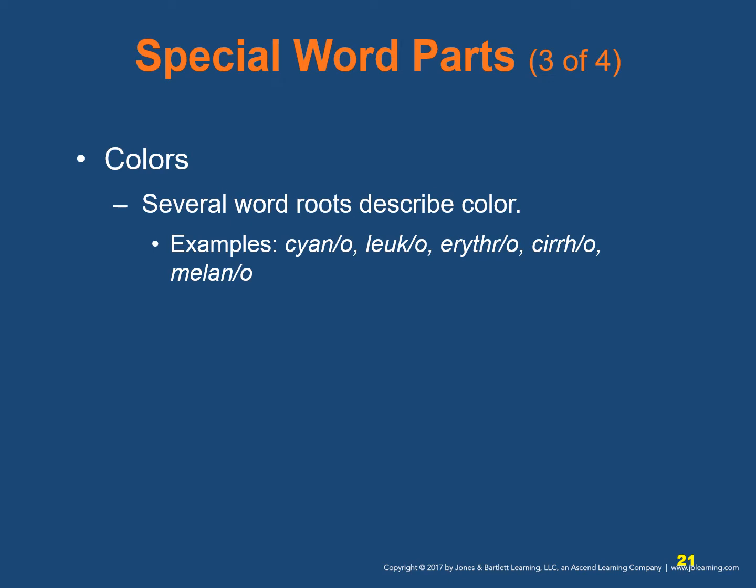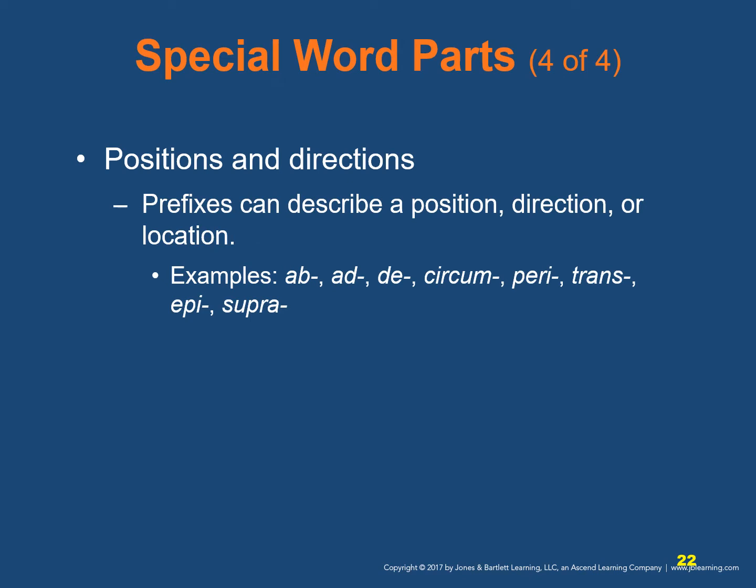In regards to color, there are several root words used to describe color. Examples, cyano, leuko, erythro, cero, and melano. In regard to positions and directions, prefixes can also be used to describe a position, direction, or location. Examples: ab, ad, de, circum, para, trans, epi, and supra.